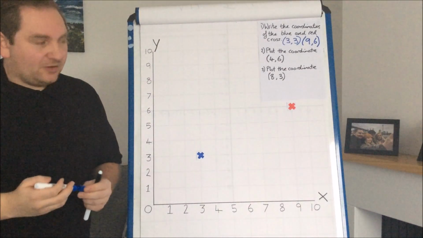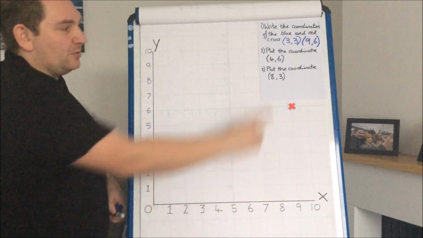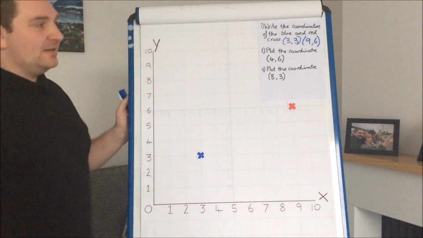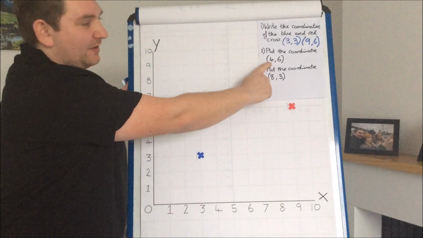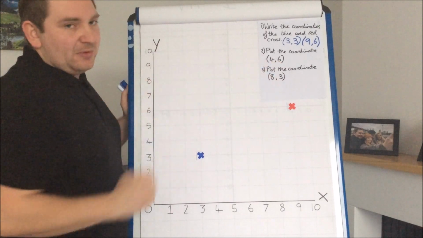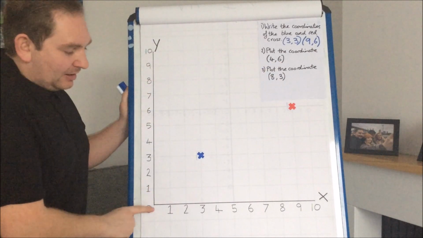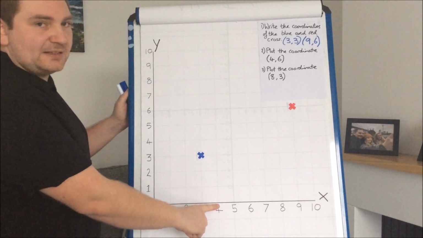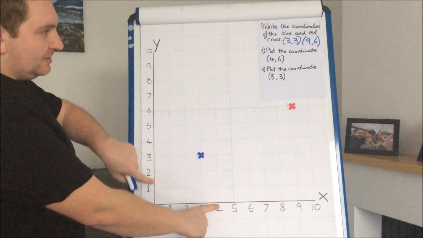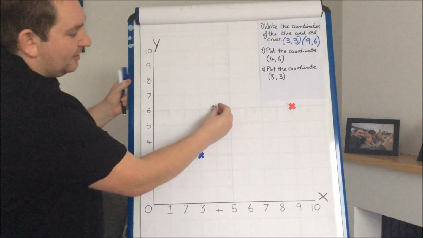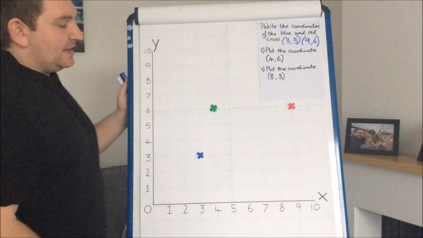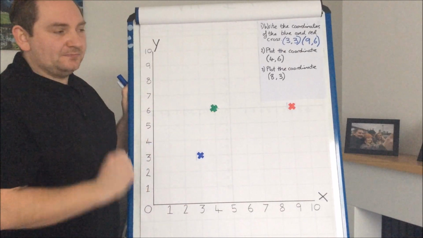So, plotting the coordinates, we are looking for the coordinate 4, 6. So we need to go along the x-axis first, and then we need to go up the y-axis. So we'll go along to 4, along the x-axis, and then we'll go up to 6 on the y-axis, and they will meet at this point here, which means that 4, 6 is there.